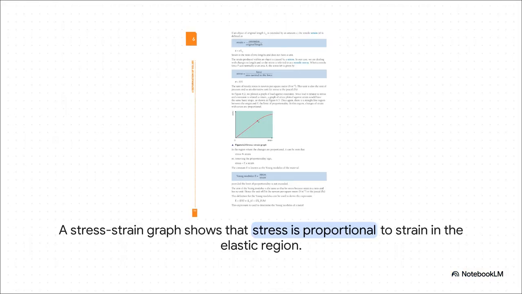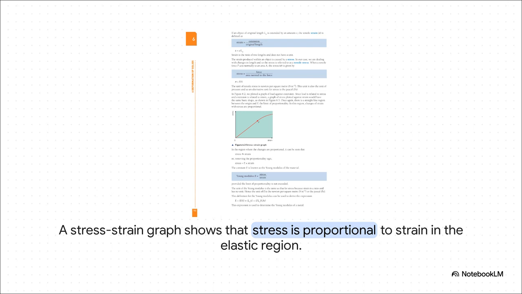And check this out. When you actually plot stress versus strain on a graph, for most materials, you get something amazing. It starts out as a perfectly straight line. Sound familiar? Just like with Hooke's law? This tells us that, for a while at least, stress is directly proportional to strain.